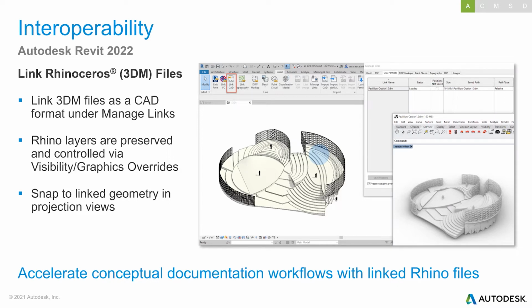It is treated much like a DWG file, I guess you could say, in that things like the layers are preserved when it is linked in, so that you can still use the visibility graphic overrides to be able to control the layers from that Rhino file. And as you would expect, being a vectorized format that we read as a model, we can also snap to the geometry that's found within that linked Rhino file.